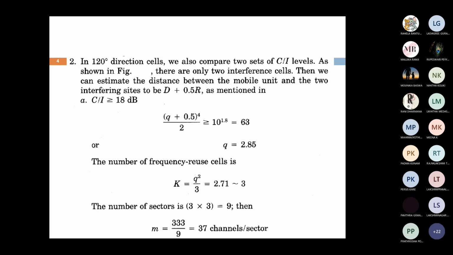But here the topic is 120-degree sectoring, where each cell is divided into 3 small cells. The K value is 3, and again it is multiplied by the 3 directional cells, that is multiplied by 3, so automatically it is 9. That is the number of sectors for all cells, which is 9. Then the M value is 333 divided by 9, that is 37 channels per sector. In the previous problem it was channels per cell; now it is channels per sector, that is 37 channels per sector.